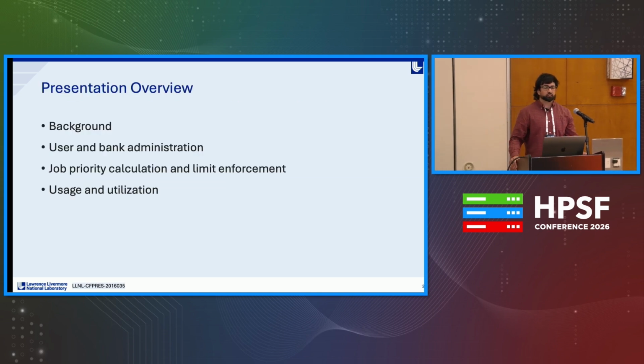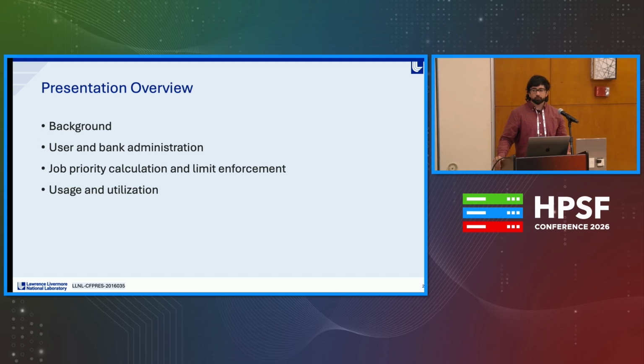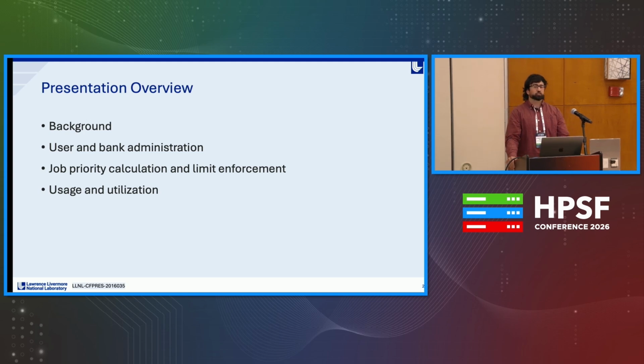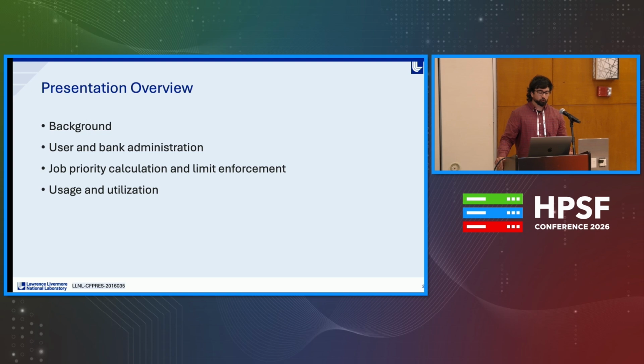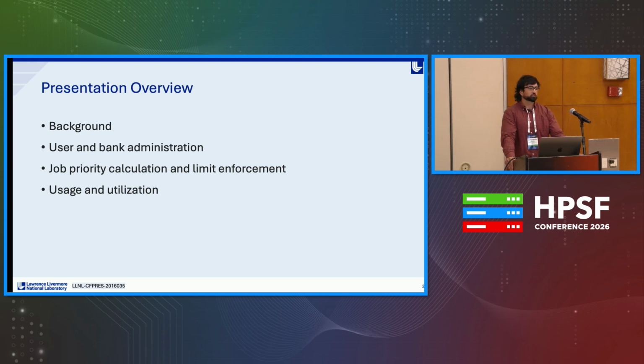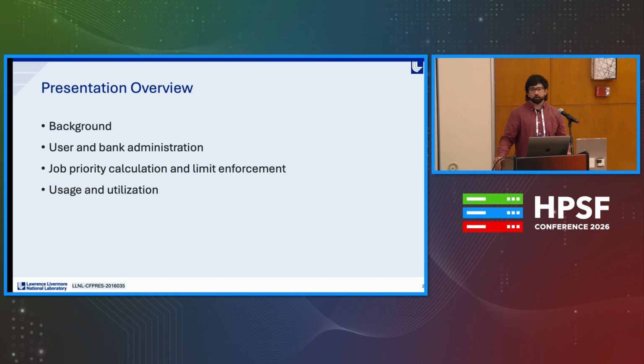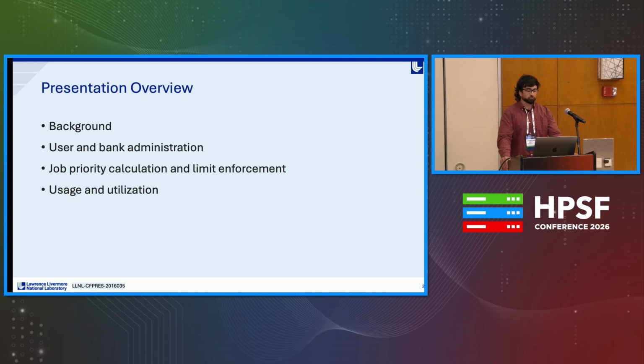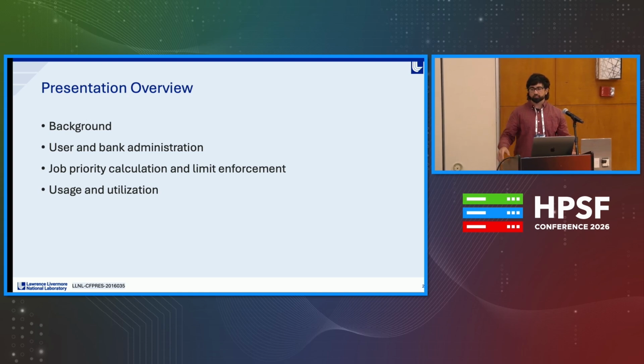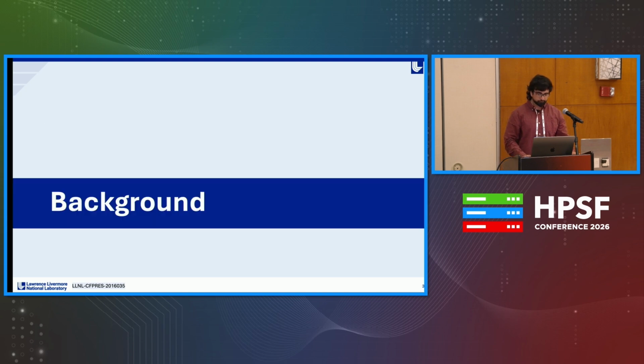So I'll go into some background about flux-accounting as a whole, why it was created. I'll talk about how user and bank information is stored and administered in Flux, how it does things such as calculate priorities for jobs, enforce limits, and then finally talk about how job usage is calculated and how system utilization is measured and what kind of role it plays into how job priority is scheduled in the future.